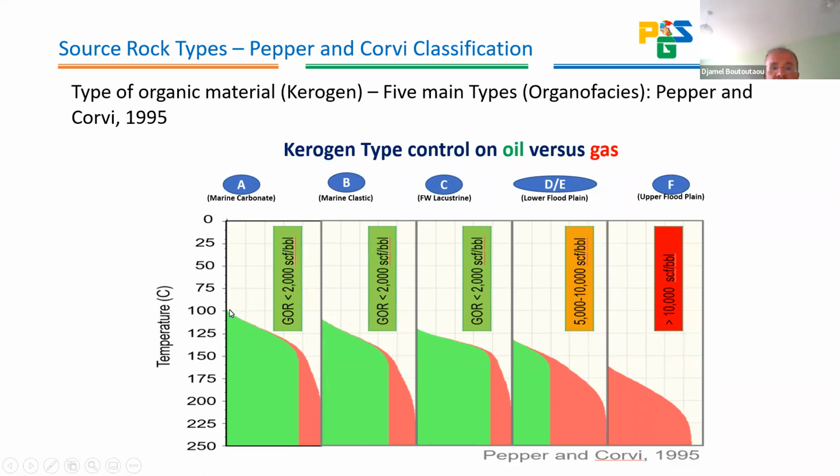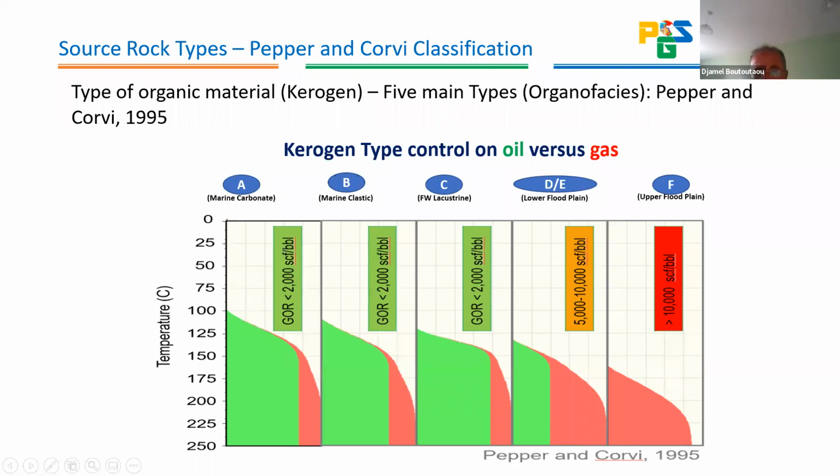So the timing, as you can see in this diagram, we have the temperature on the left side, and this is the amount of hydrocarbons. The green is the oil generated or expelled, the red is the gas. The type 2S, which is the organophase A, the marine carbonate, starts to generate and expel much earlier compared to type 2 and the others.